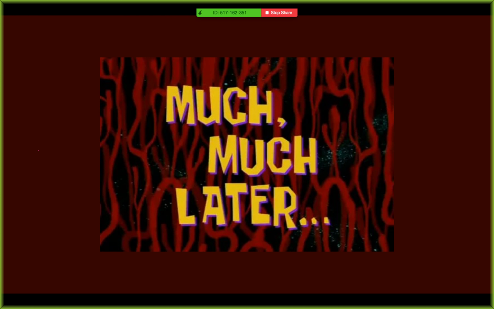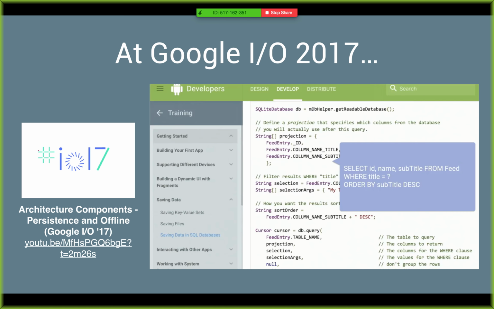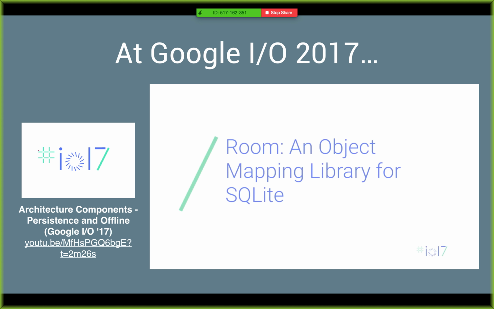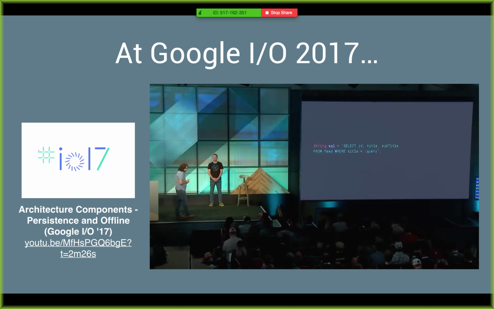Well, much later, in 2017, I said, okay, there should be some room for improvement. And we came up with Room, which is an object mapping library for SQLite. So the same guy presented Room at Google I/O 17, and I wasn't there, but somebody told me that the reaction of Marcelo was like that.